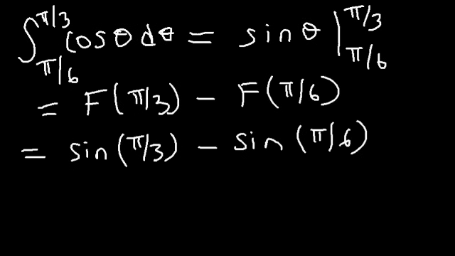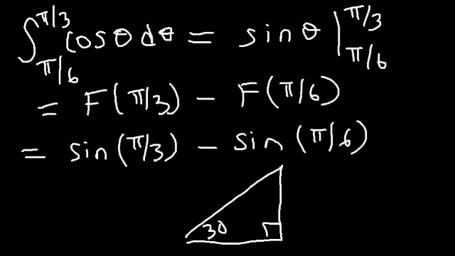Pi over 3 is 60 degrees. Pi over 6 is 30. If you don't remember what sine 30 and sine 60 is equal to, you can draw the reference triangle, particularly the 30, 60, 90 triangle. Across the 30 is 1. Across the 60, root 3. Across 90 is 2. So according to SOHCAHTOA, sine 60 is equal to the opposite side divided by the hypotenuse. So therefore, sine 60 is root 3 divided by 2.